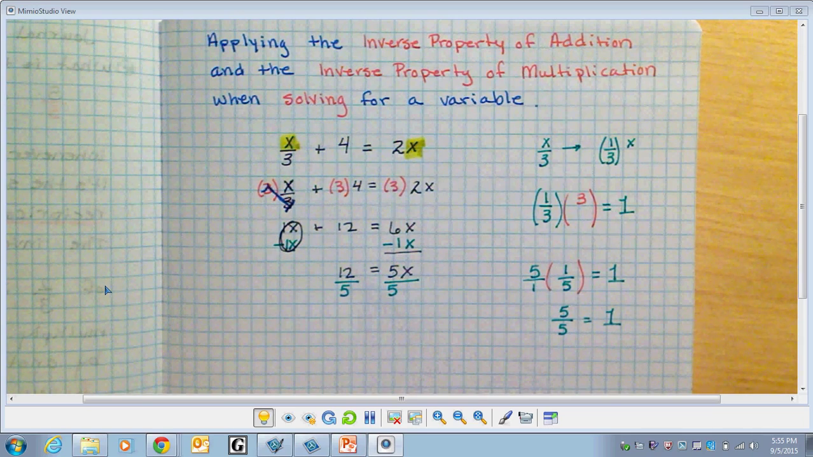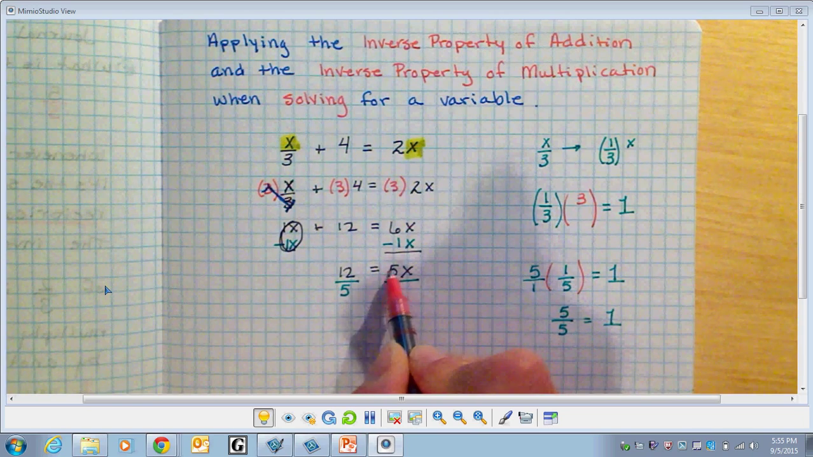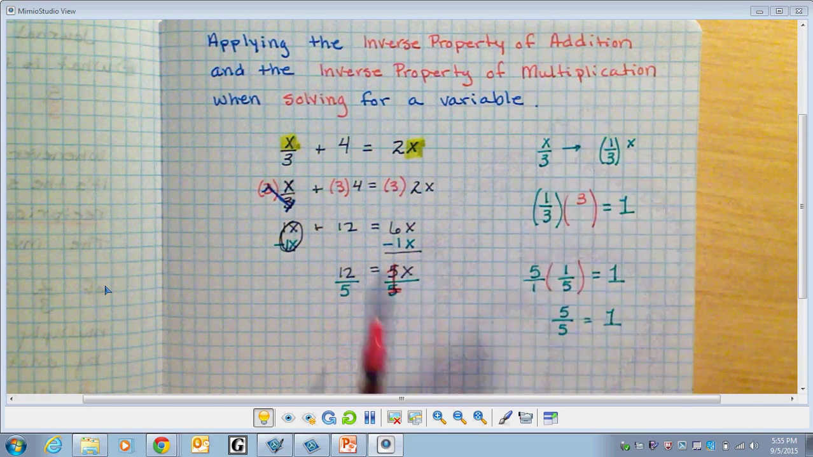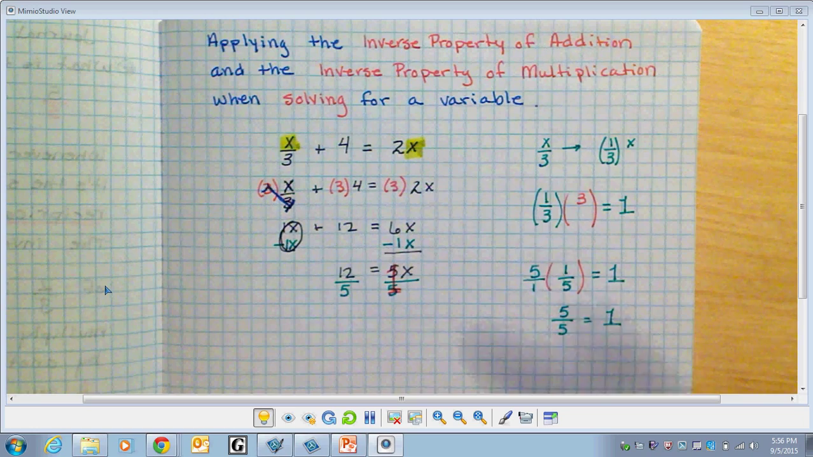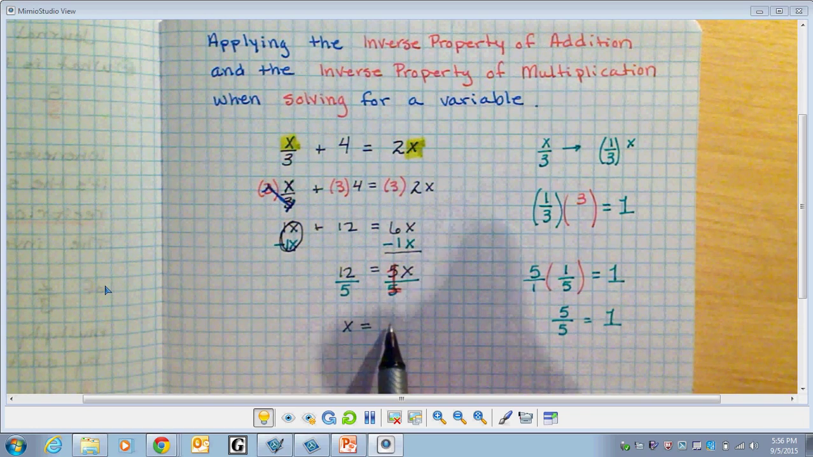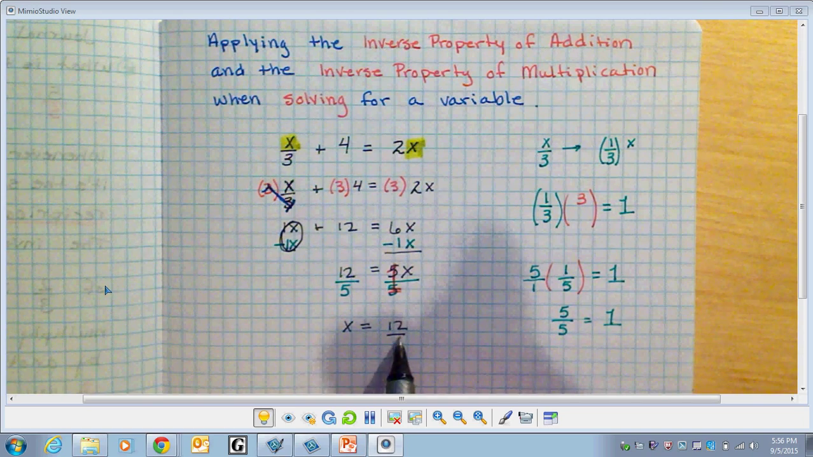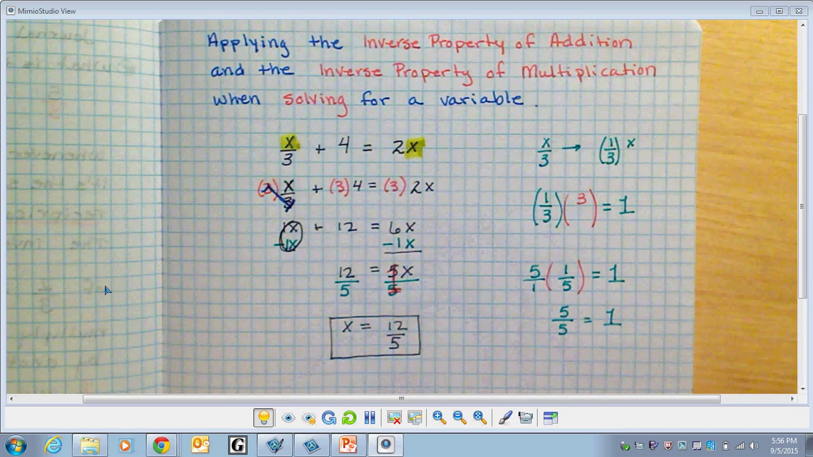So that means that 5 divided by 5 turns into a 1, doesn't it? And there's nothing I can really do to simplify 12 divided by 5. I can't reduce that. So that means I'm left with x is equal to 12 divided by 5. I was able to isolate x, get it by itself.